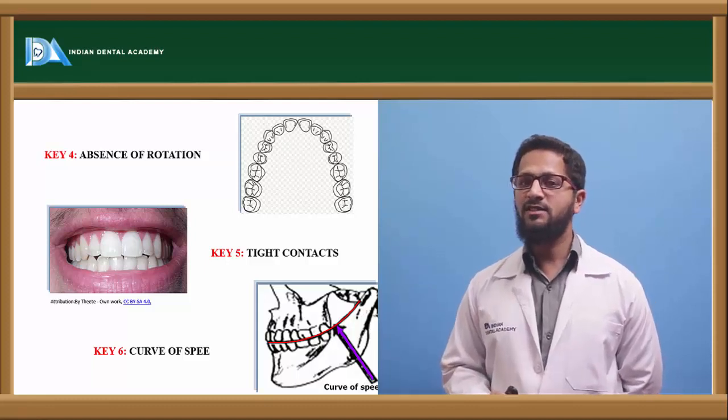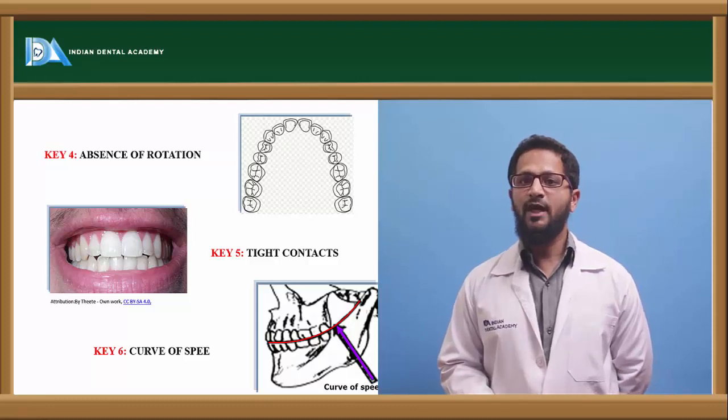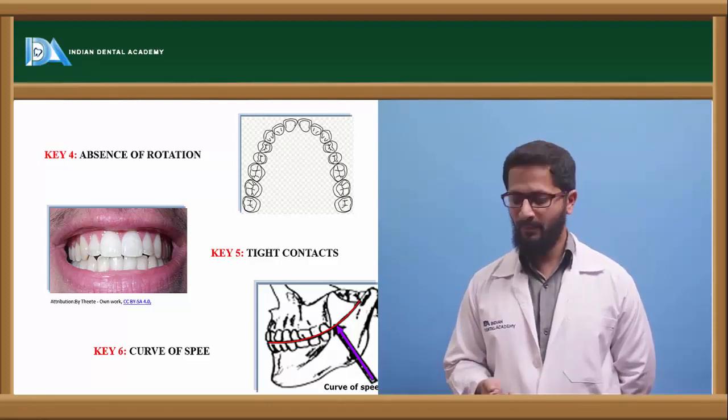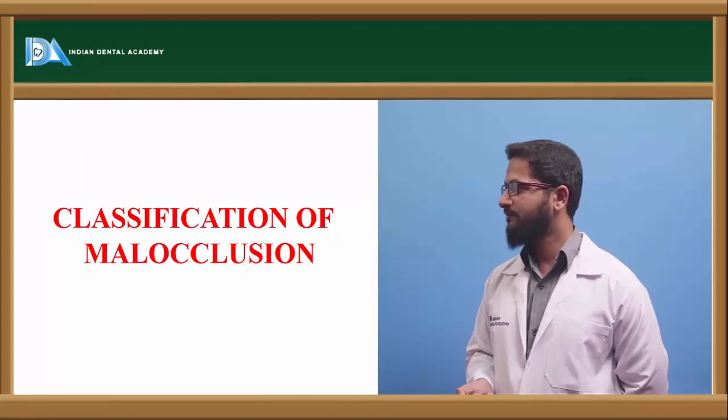And the last key states the curve of Spee. According to Andrews, the plane of occlusion should be flat, or the curve of Spee should not be more than 1.5 mm. If all these 6 keys are met, then normal occlusion will exist.